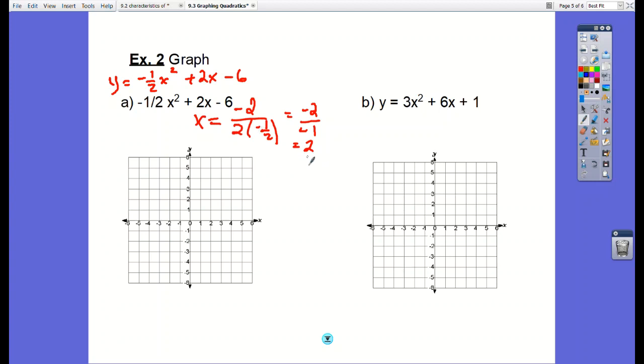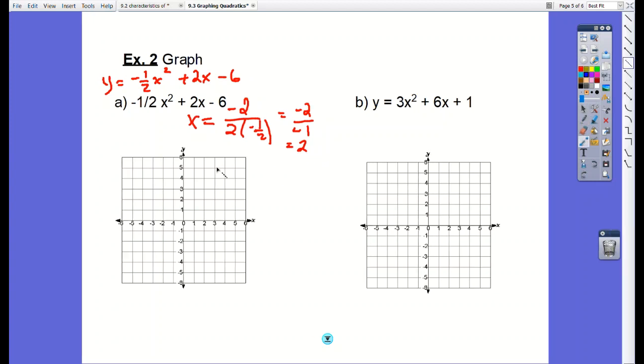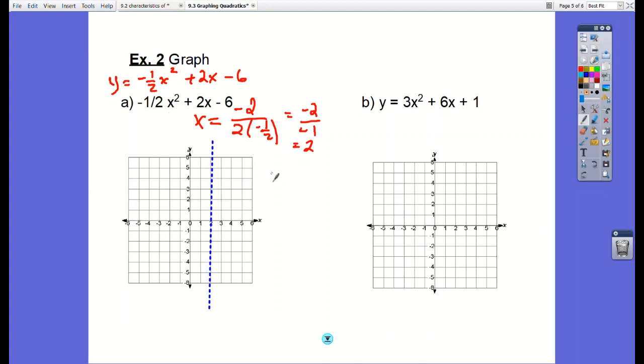So this is our x value. If we wanted to, we could, at 2, draw our axis of symmetry right there. All right, so now when we plug this in, so y equals negative 1/2 times 4 plus 4 minus 6. So minus 2 plus 4 minus 6. You guys get out a negative 4? Yeah.